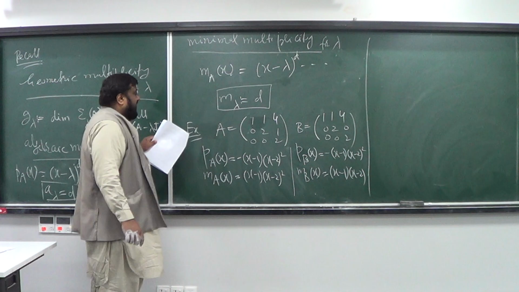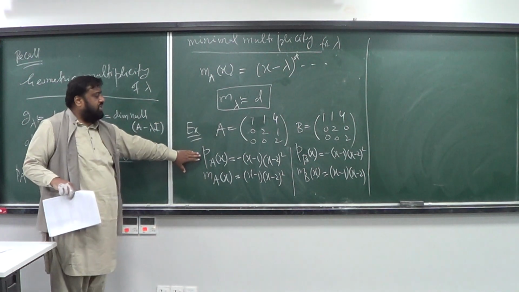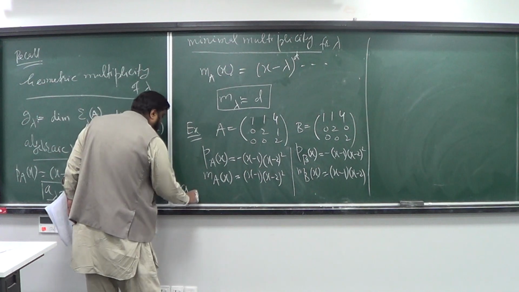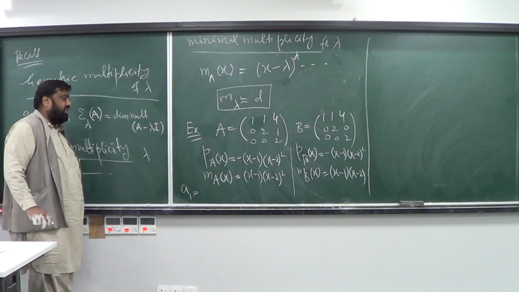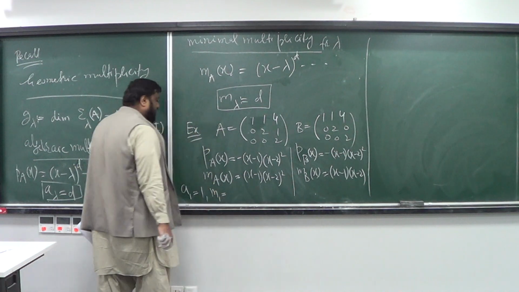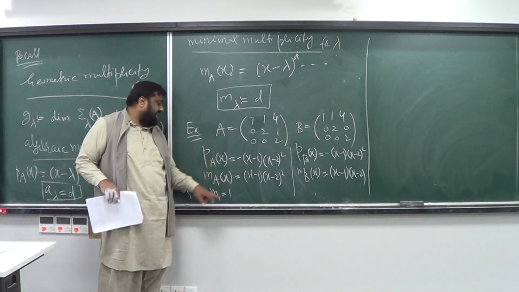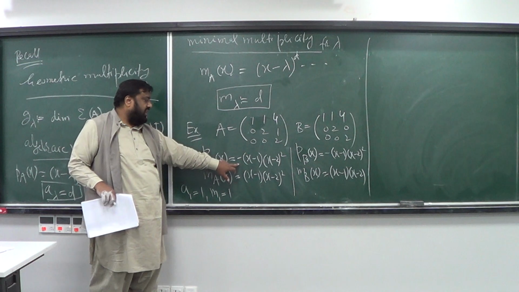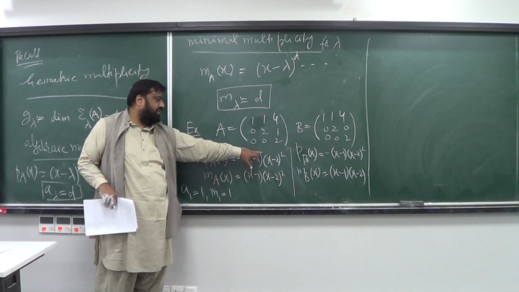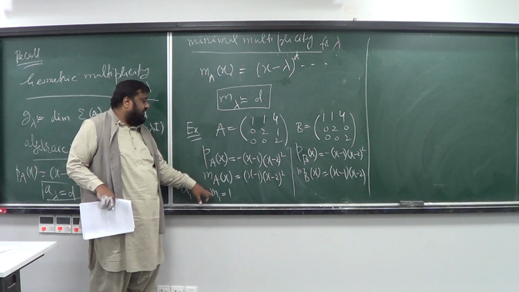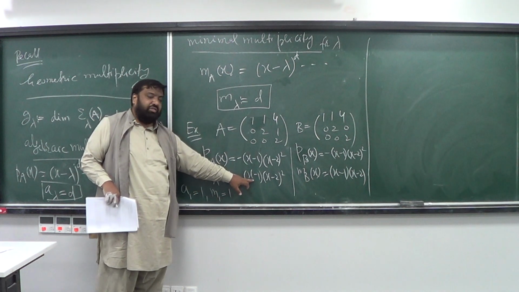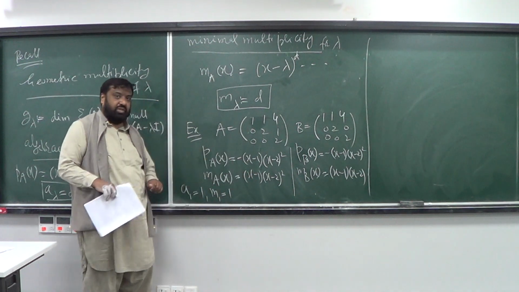In order to find these multiplicities, first you have to compute the characteristic polynomial and the minimal polynomial. This tells you that the algebraic multiplicity of eigenvalue 1 is 1, and the minimal multiplicity of eigenvalue 1 is also 1. Why is the algebraic multiplicity of eigenvalue 1 equal to 1? Because in the characteristic polynomial, the factor x minus 1 has power 1. And the minimal multiplicity is 1 because in the minimal polynomial, the factor x minus 1 is also to the power 1.